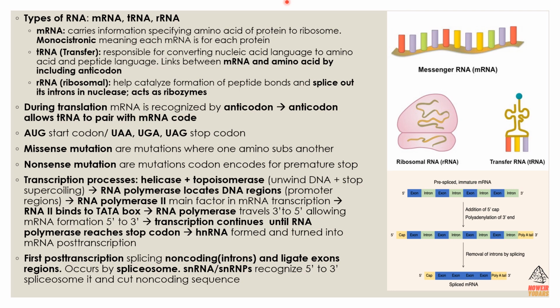A spliceosome does this part. It cuts out the introns, as we see here, and then you have the exons at the end. The snRNA or snRNP recognizes the 5' to 3' direction, and then the spliceosome cuts out the introns, the non-coding sequences.